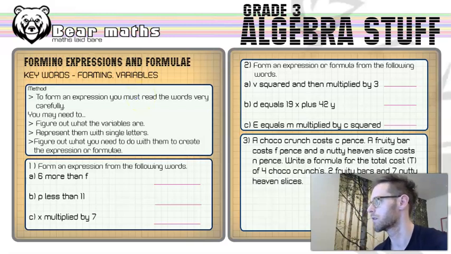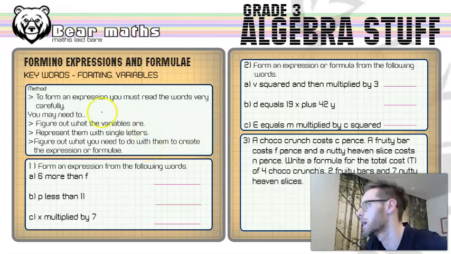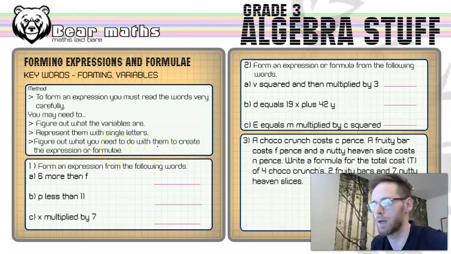So the method states, to form an expression, you must read the words very carefully, which is a bit of an annoyance most times because it can seem really confusing. Even the simplest words can seem a little bit confusing. Then you may need to figure out what the variables are in the question. You need to represent them with single letters and then figure out what you need to do with them to create an expression or a formula, i.e. you might need to add, subtract, multiply, or divide them.